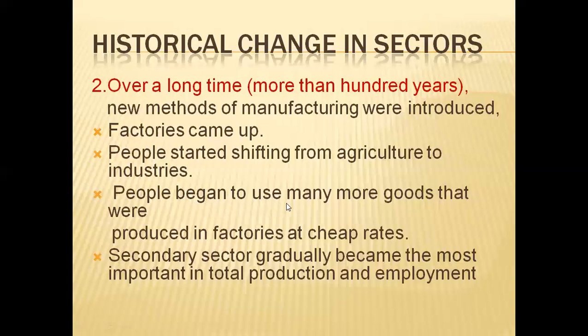People began to use many more goods that were produced in factories at cheap rates. This means the demand for cheap factory-made goods increased, and the production in factories also increased. In this way, the secondary sector gradually became the most important sector in total production and employment.